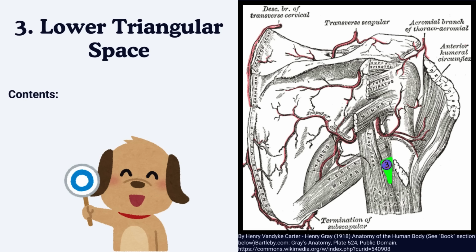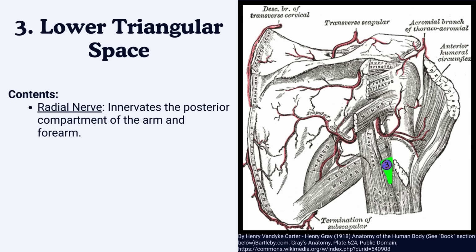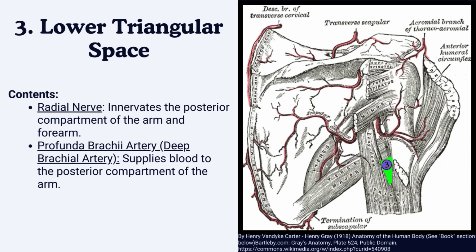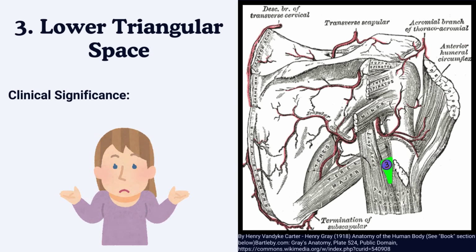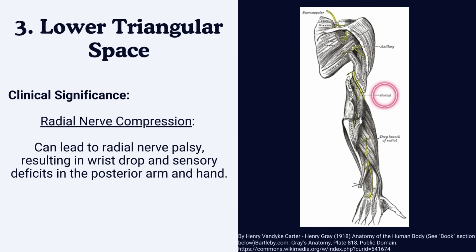Contents. It has two contents: radial nerve. It innervates the posterior compartment of the arm and forearm. Profunda brachii artery, deep brachial artery. It supplies blood to the posterior compartment of the arm. Clinical significance of lower triangular space. Radial nerve compression. It can lead to radial nerve palsy, resulting in wrist drop, and sensory deficits in the posterior arm and hand.